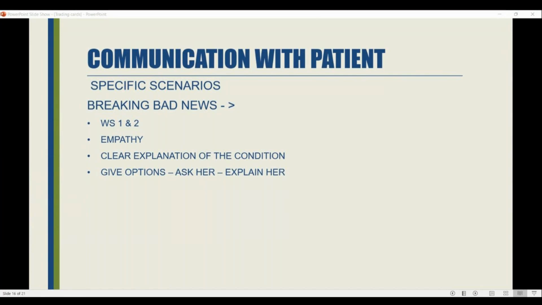And give her options with clear explanation. I hope you understood that if it is a cancer, you're not going to tell her that your report suggests a papillary adenocarcinoma of the ovary. Do you understand what it is? How will she understand? You have to tell her clearly that it is a cancer in your ovary. Then take a pause. I'm sorry to give you such information. I know it's really difficult to have this.